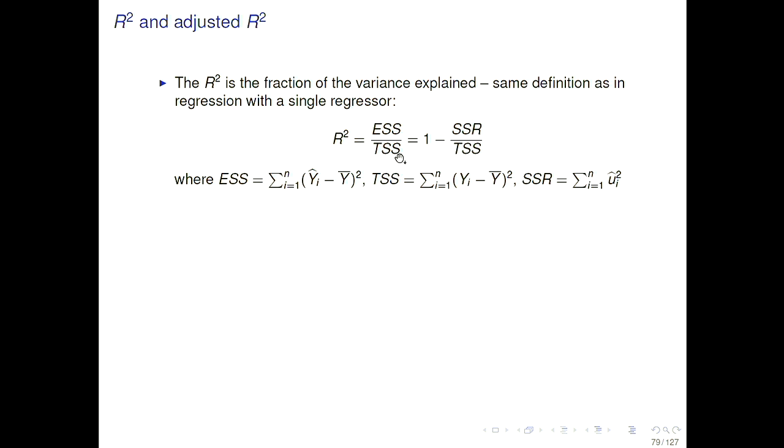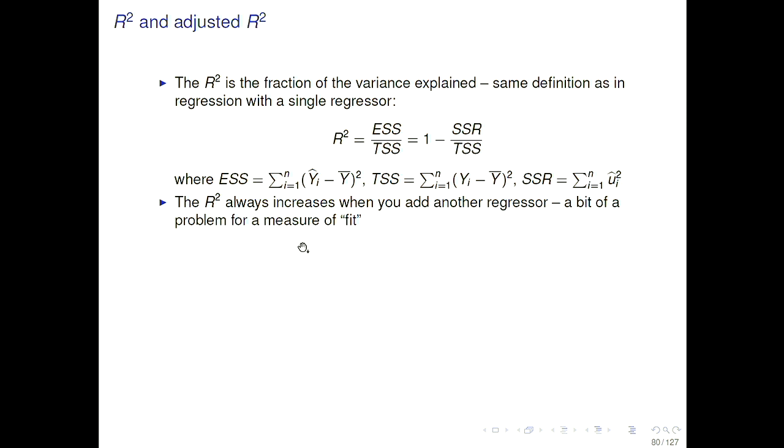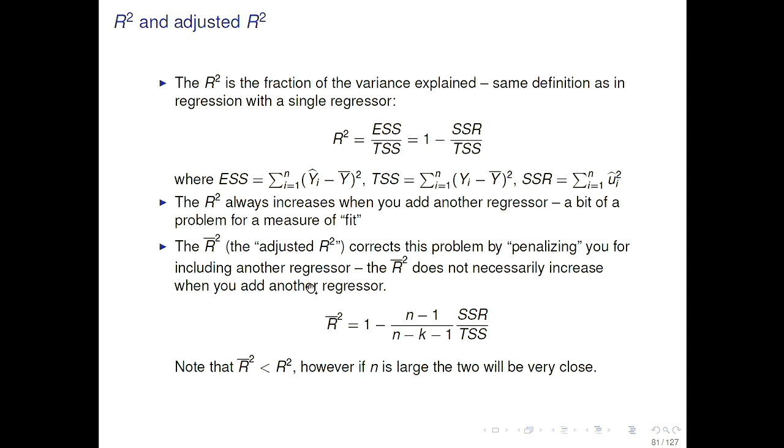And the definition of R square for multiple regression is exactly the same as before. This is a review of the definition. But like I said, R square always increases when you add another regressor. This is a problem because it suggests that you have to use a more complicated model. You know, if things are equal, you should choose a simpler model. So R bar square is invented to solve this problem, and R bar square is defined in this way.